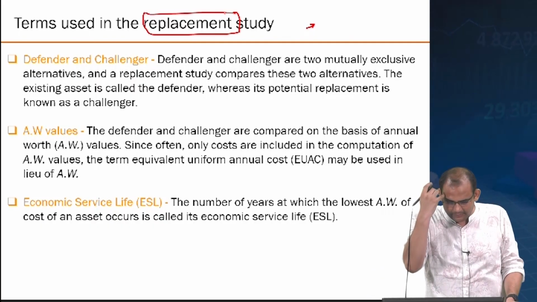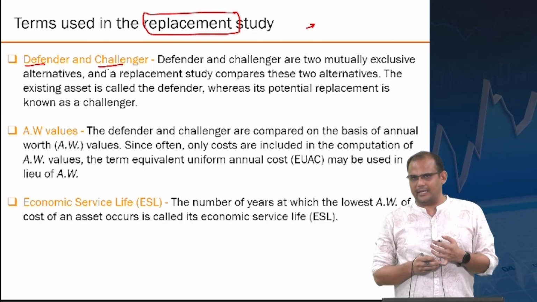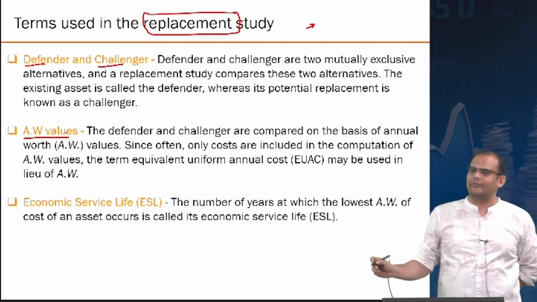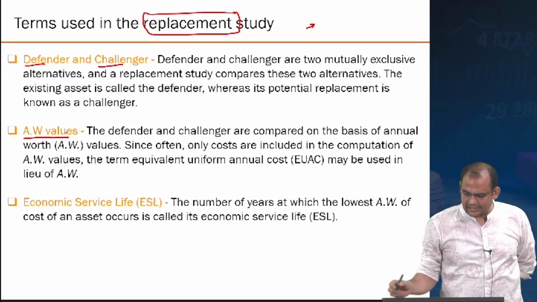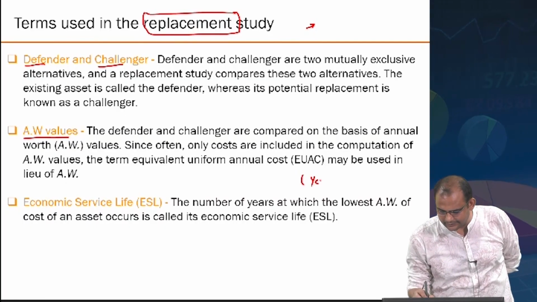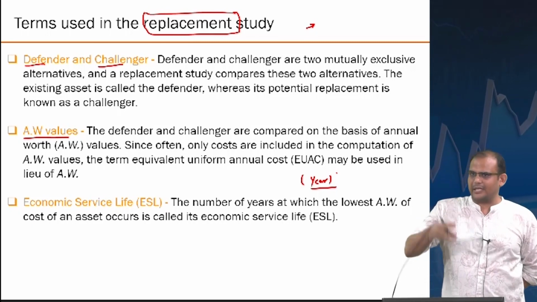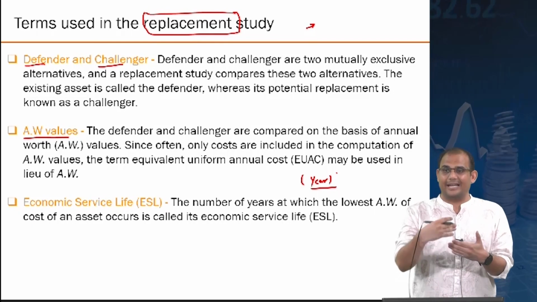I'll not go into detail, but the idea is there's a defender and a challenger. Challenger is the new alternative, defender is typically the existing alternative. You do the analysis of annual worth values. That's what the method specifies, and you do the analysis per year. What does it mean? We will look into examples. You basically do the analysis today. You make a decision whether to keep the challenger or defender for next year.